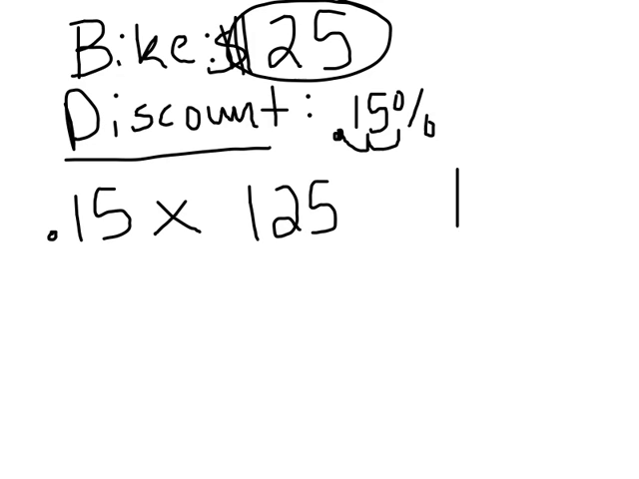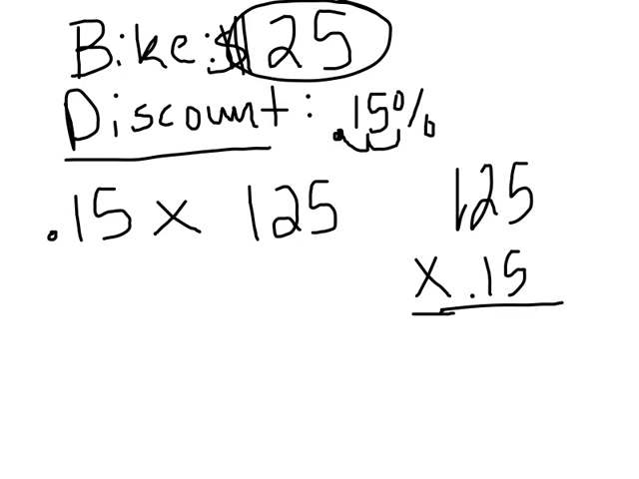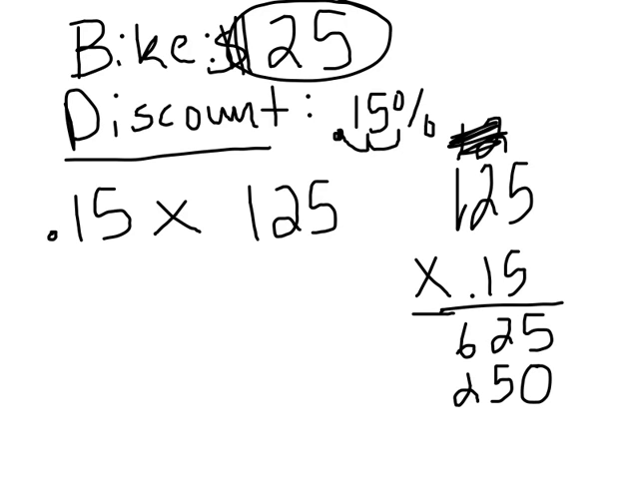This one I'll actually work out for you. 125 times 0.15. And again, I'm going to ignore that decimal point until the end. 5 times 5 is 25. 5 times 2 is 10, plus 2 is 12. 5 times 1 is 5, plus 1 is 6. Scratch out my carries, 0 placeholder. 1 times 5 is 5. 1 times 2 is 2, and then 1 times 1 is 1.